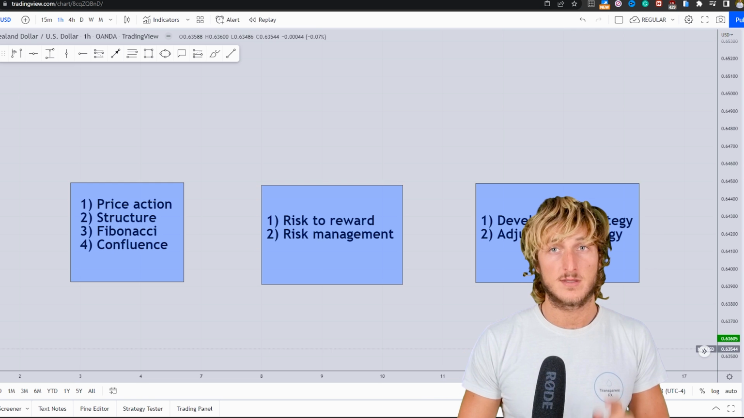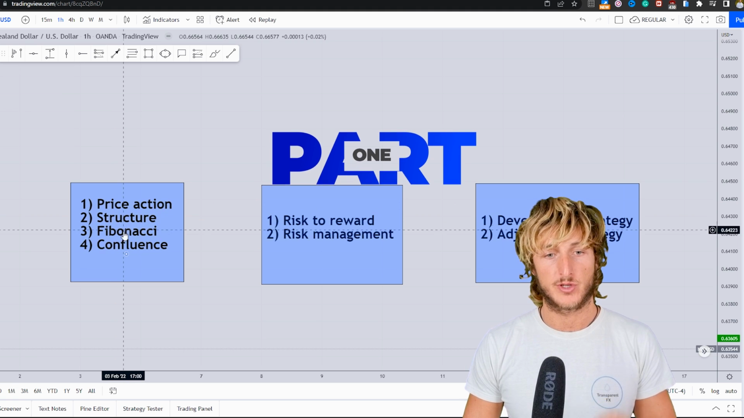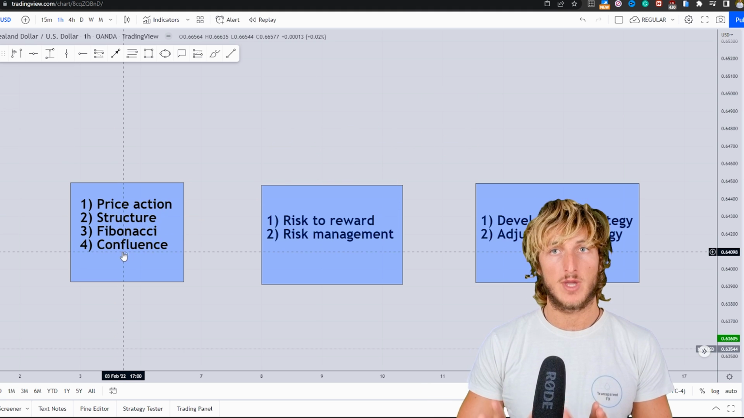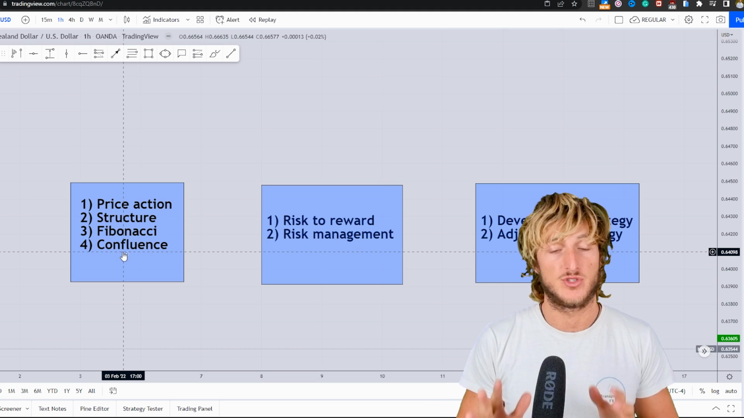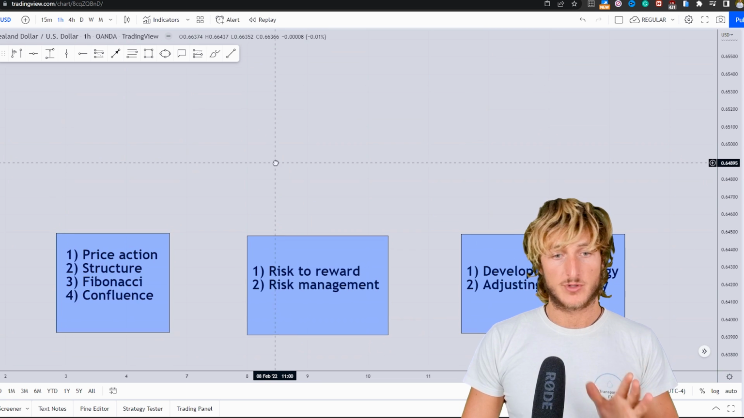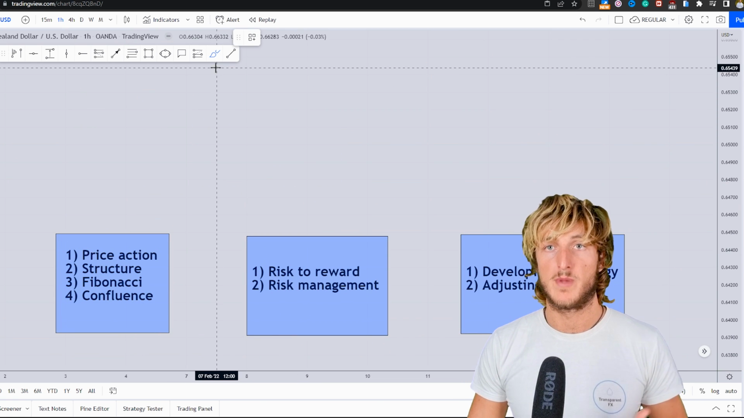Okay, so let's first speak about these four concepts. So price action, structure, Fibonacci, and Confluence. And then we will be putting them together into the actual rules of this strategy. But first, I want to speak about them so that we are on the same page. First of all, when we speak about price action, we're speaking about the natural movement of the market.